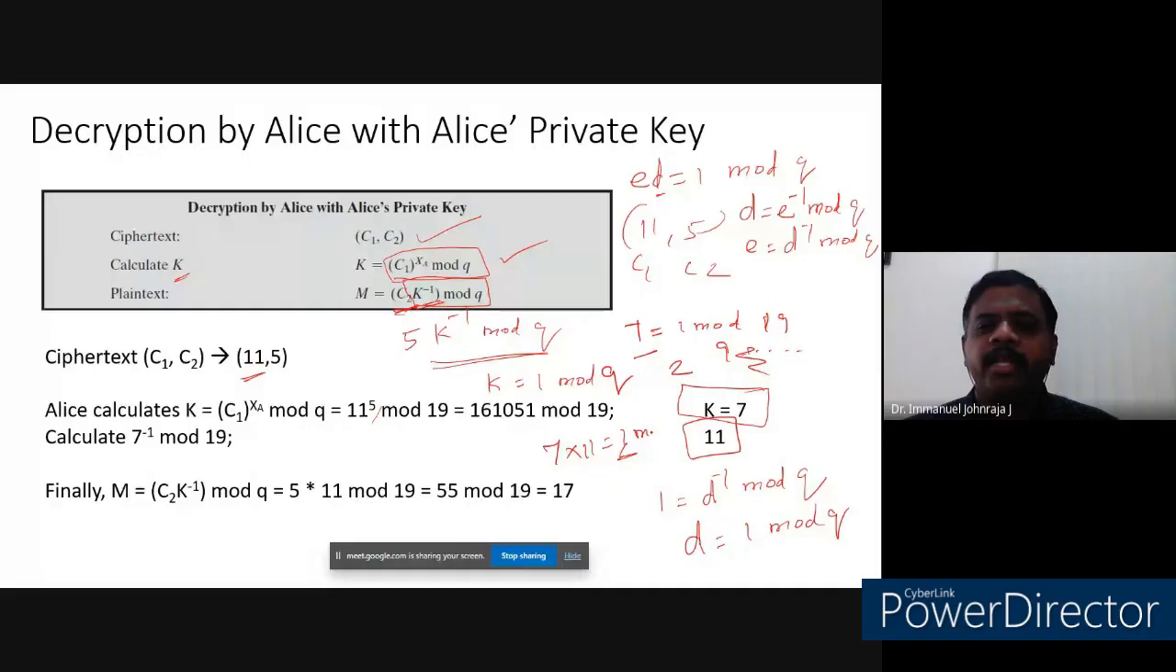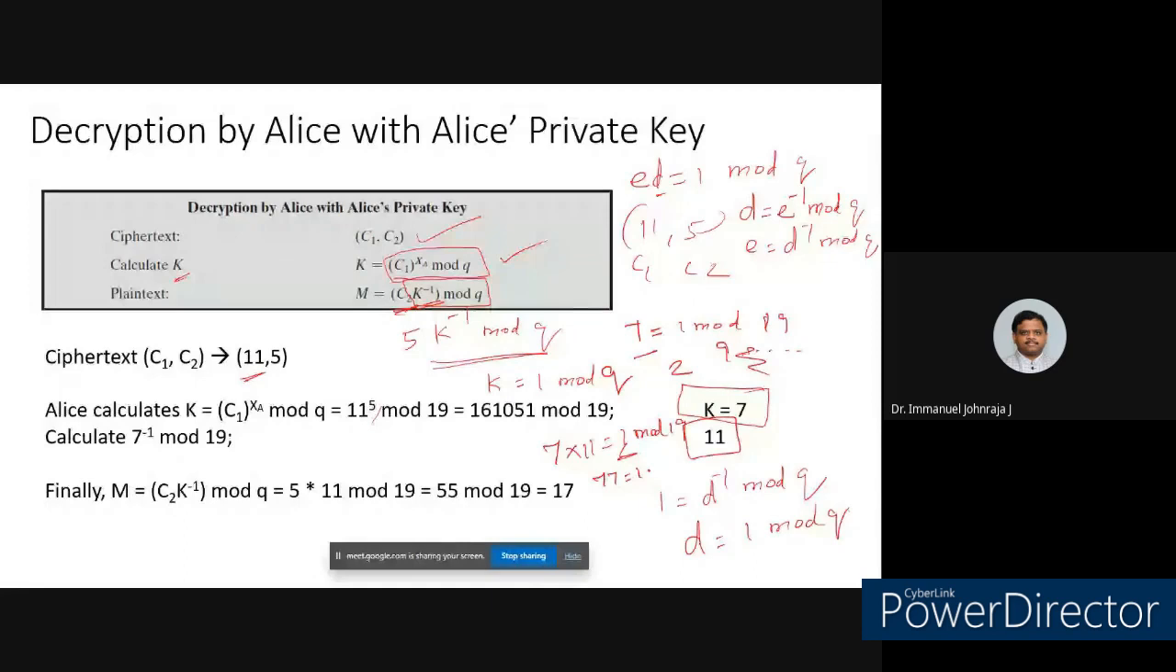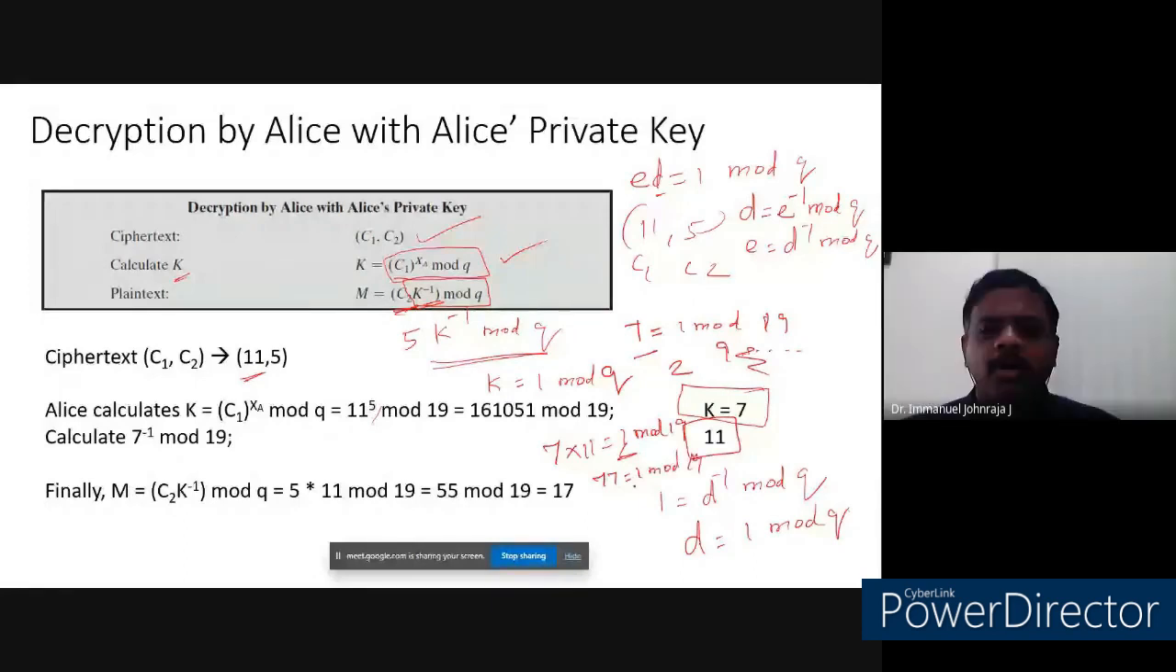And you will have the value 11, which means 7 times 11 is equal to 1 mod 19. 77 equal to 1 mod 19. You can verify this.